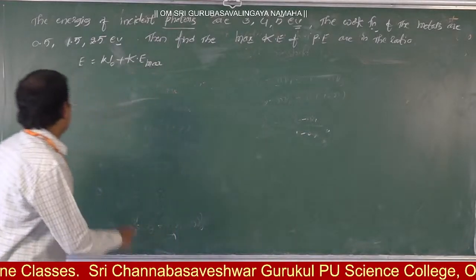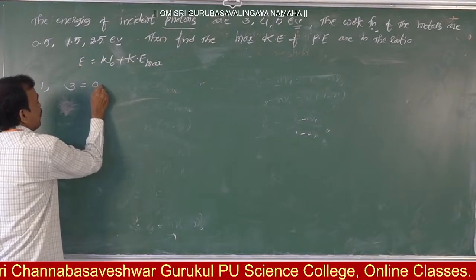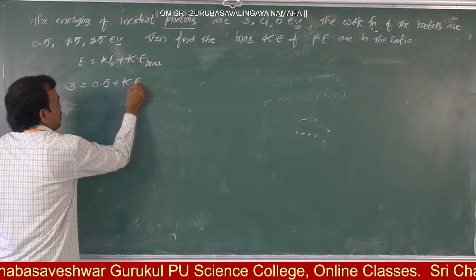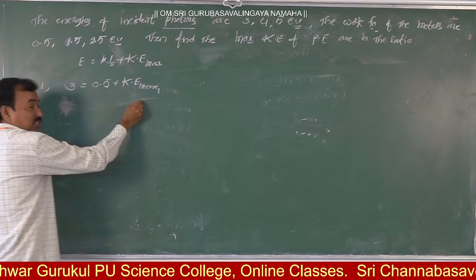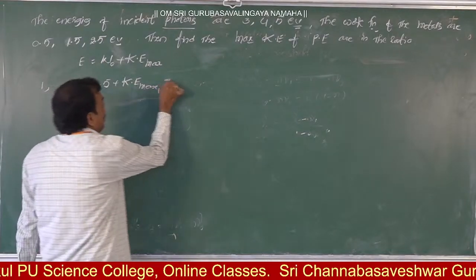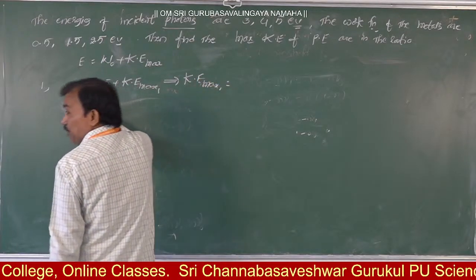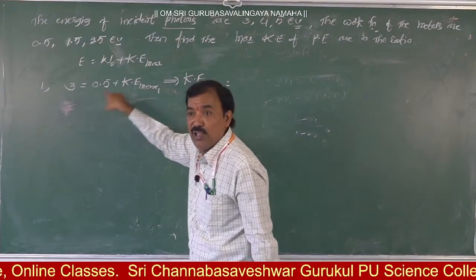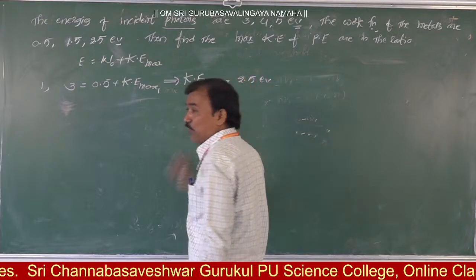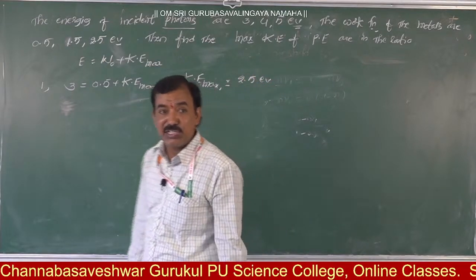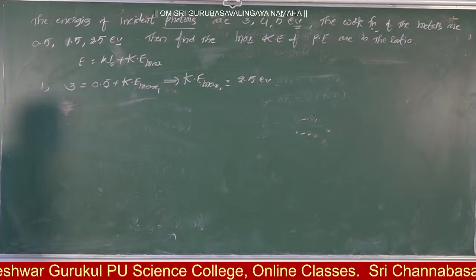First case: energy E is equal to 3, W0 is equal to 0.5, plus KEmax, which is KEmax1. So what is KEmax1? KEmax1 is equal to 3 minus 0.5, which is equal to 2.5. So 2.5 electron volt is the maximum kinetic energy of the emitted photoelectrons, okay?